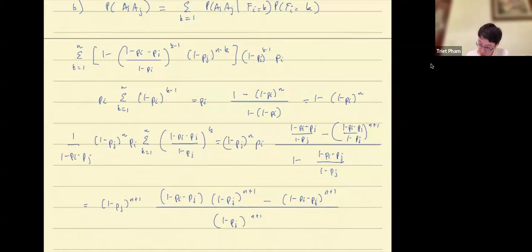So I would carry it over here, minus pi minus pj, right? And so let's divide over here. Okay. So let's see if that helps.